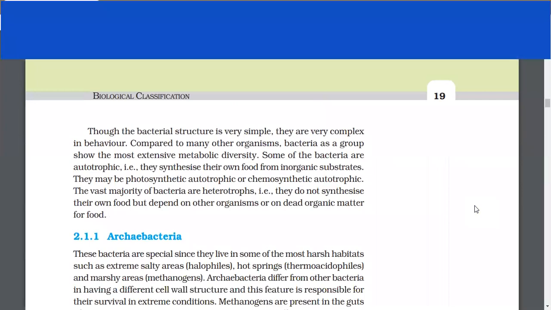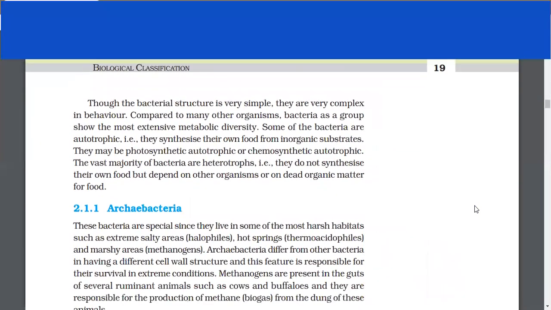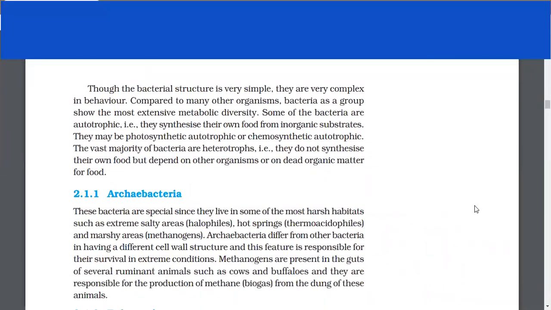Though the bacterial structure is very simple, they are very complex in behavior. Compared to many other organisms, bacteria as a group show the most extensive metabolic diversity. Some of the bacteria are autotrophic, that is, they synthesize their own food from inorganic substrates. They may be photosynthetic autotrophic or chemosynthetic autotrophic. The vast majority of bacteria are heterotrophs. That is, they do not synthesize their own food but depend on other organisms or on dead organic matter for food.